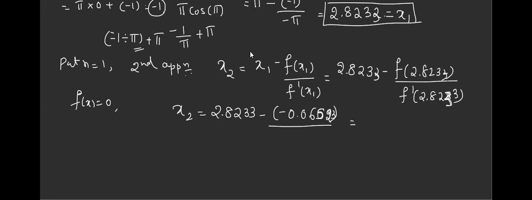x2 is 2.7987. Tell me this value. What is f dash? Ma'am, that is minus 2.6814. So the answer is what you said, 2.7987. Okay, one second, let me write it.